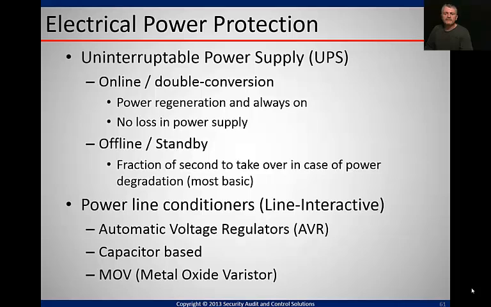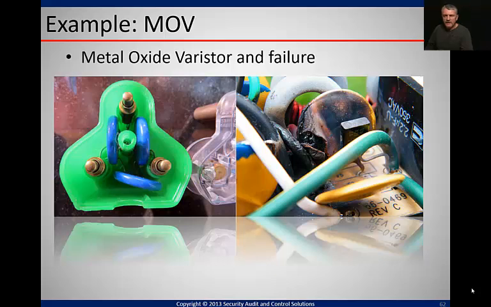And then you may also have power line conditioners, also known as line interactive. There are automatic voltage regulators, or AVRs. They can be capacitor based, also MOV, or metal oxide varistor, based. In the following picture, there's an example of metal oxide varistors in a plug. As you can see here, between the live, neutral, and earth, there's a metal oxide varistor between each. What that does is arrest high voltage and current. So if a sudden current comes through, such as lightning, it will arrest that.